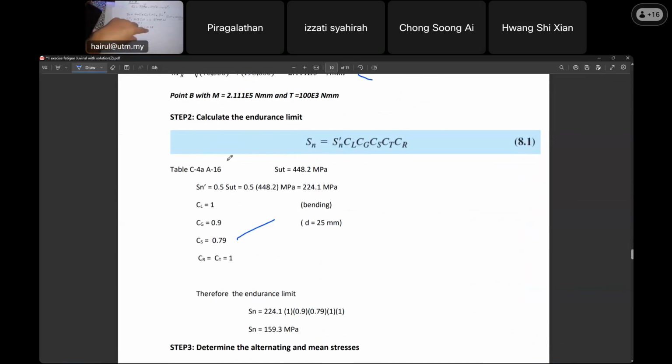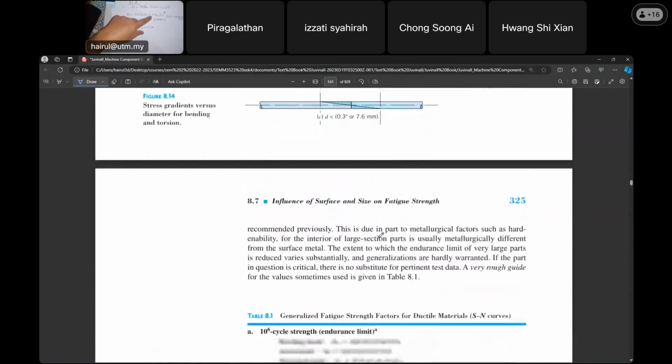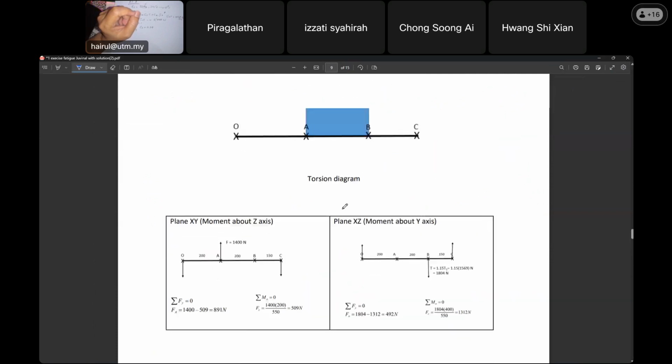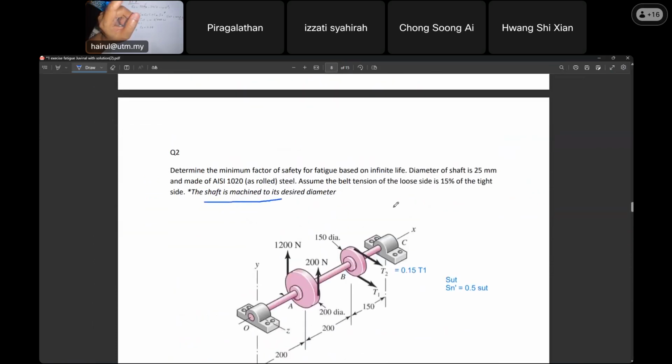Okay, CS is 0.9. CR is the reliability factor. Kalau it's not given, it is 1. If the question mentions 90%, you use that value. But if it's not mentioned, it is always 1. For 50% reliability, the CR is 1.